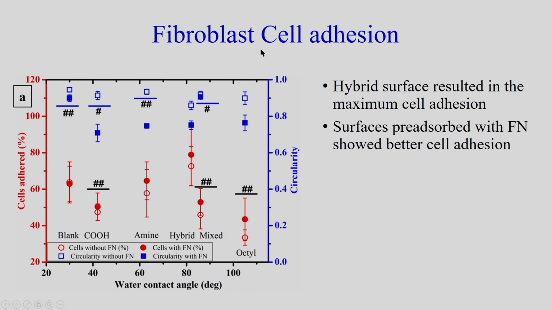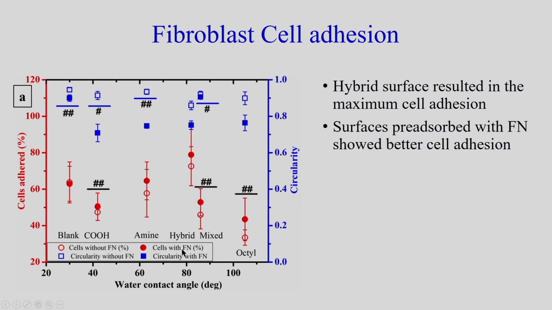So, we have used the fibroblast cell for cell adhesion studies, and here this is the percentage of cell adhered and this is the cell circularity. The details of the cell surface interaction we have already discussed in the previous lectures, how to analyze and how these cell surface interaction studies are performed.